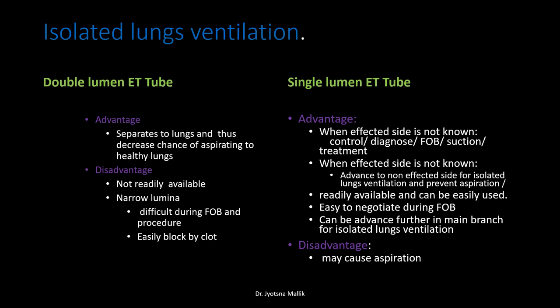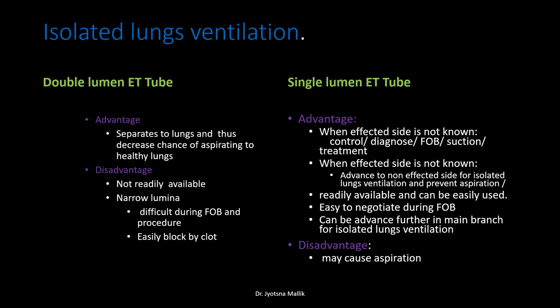The advantage of a double lumen tube is that it is helpful in separating the unaffected and affected side at the same time. The disadvantage is that the lumen gets narrow, as it has two tubes in one. So the lumen gets narrow and can easily get blocked, and it may be difficult for the bronchoscope to be inserted, and doing a procedure could be difficult in the narrow lumen.